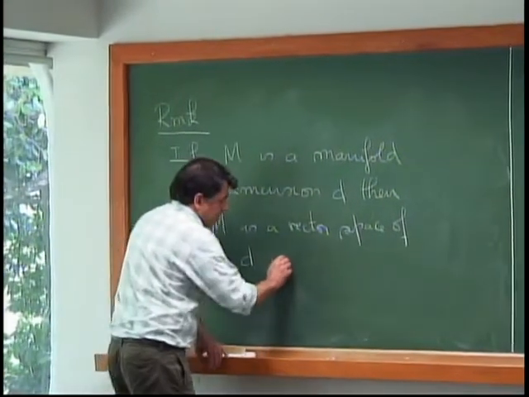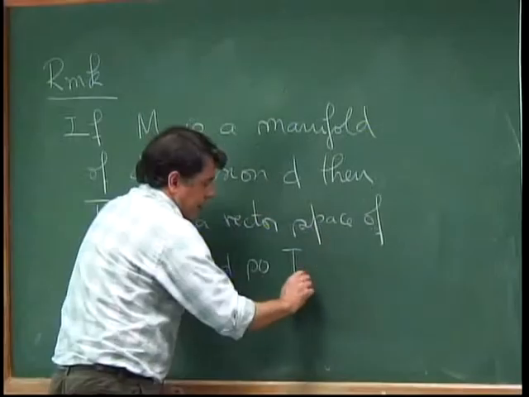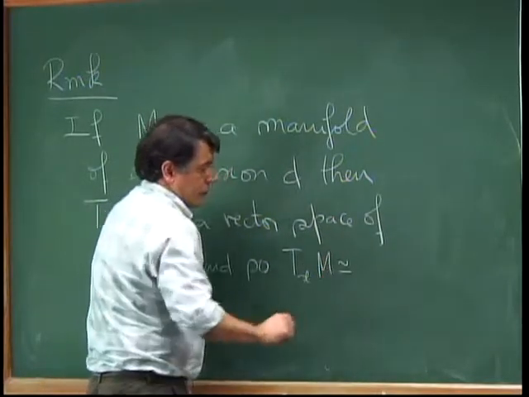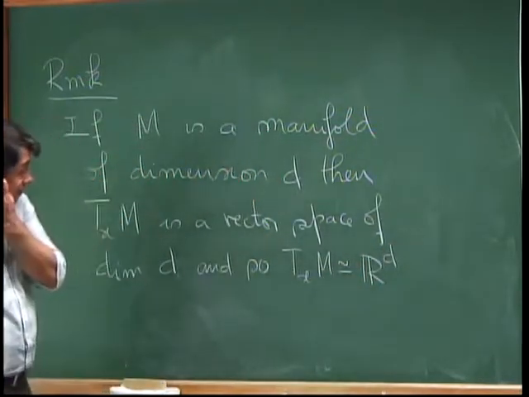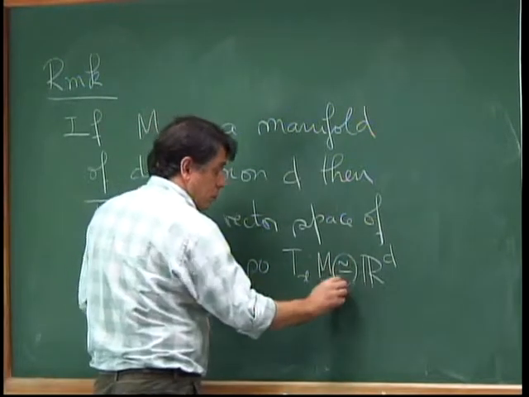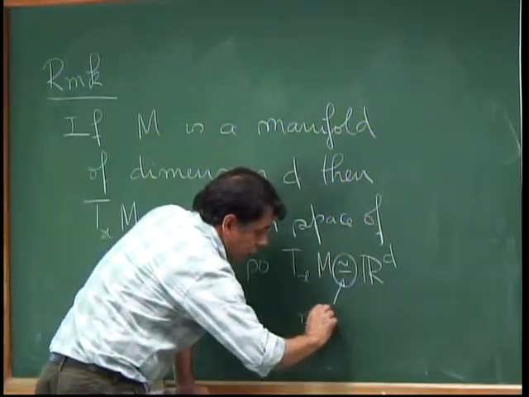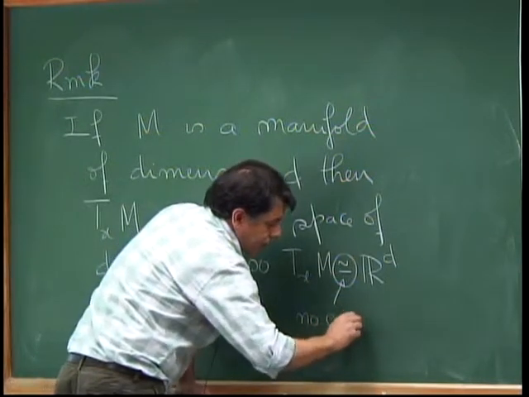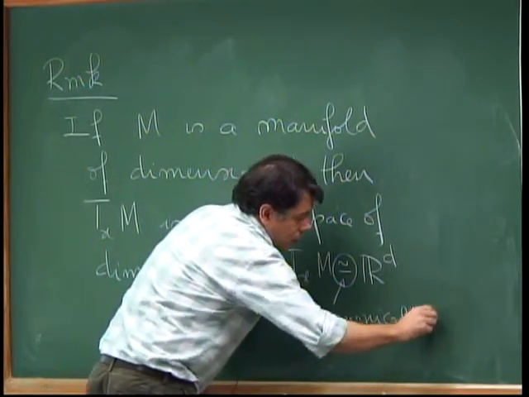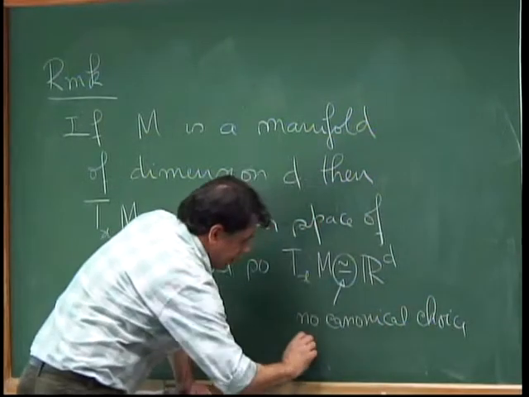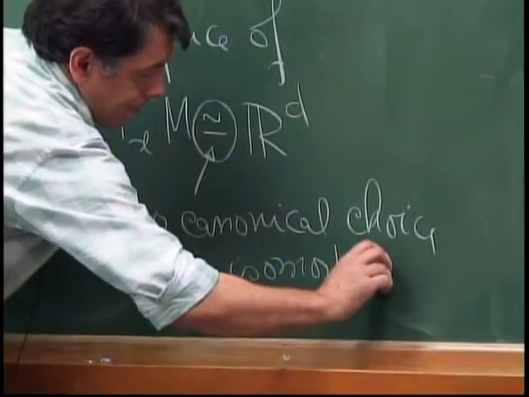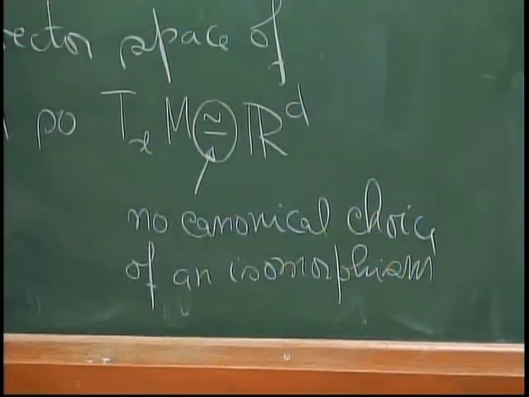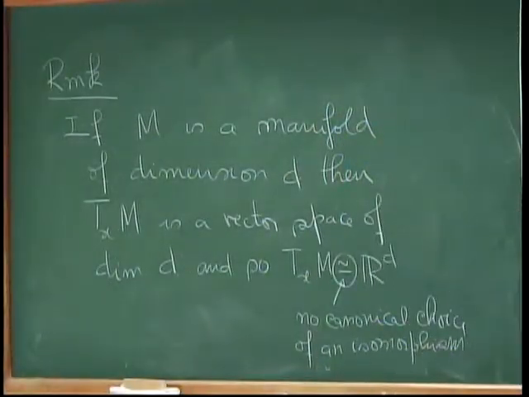And so, TxM is isomorphic to Rd. However, in general, there's no natural, no canonical choice of an isomorphism. There's no rule for choosing one isomorphism or the other.